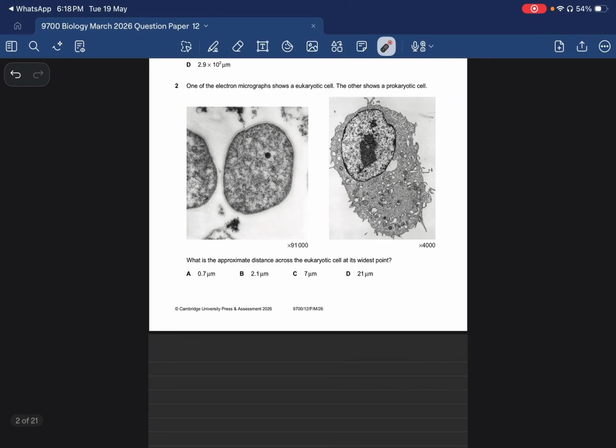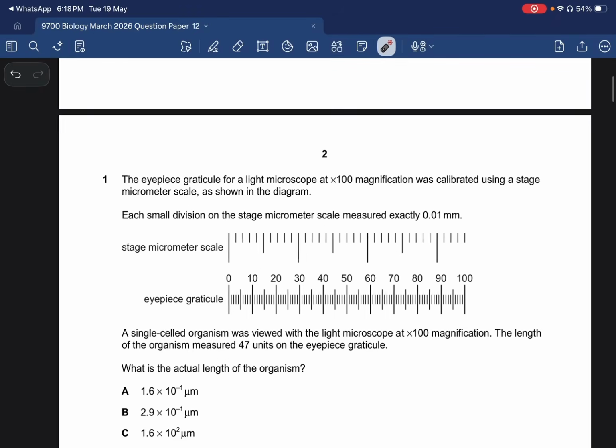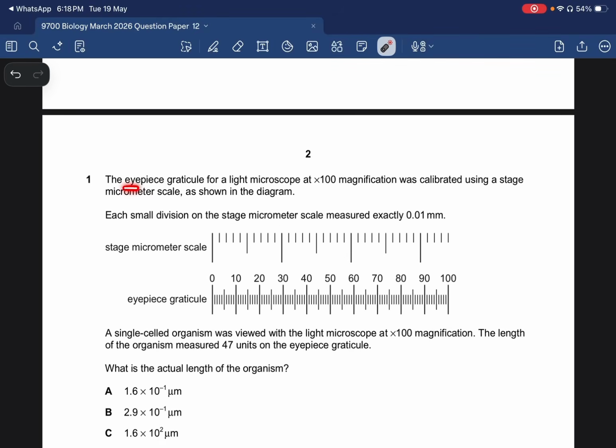Today we are going to be solving Feb March 2026 paper 12 for A level biology. So let's get right on with it. We have an eyepiece graticule, and the question says that the eyepiece graticule for a light microscope at 100x magnification was calibrated using a stage micrometer scale as shown in the diagram.